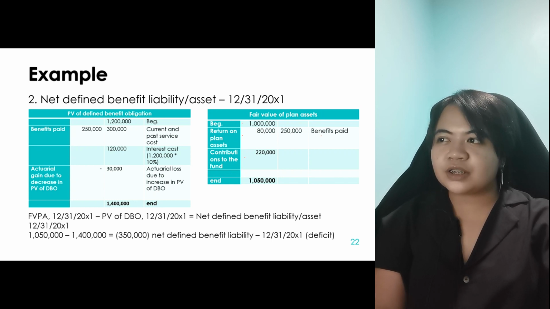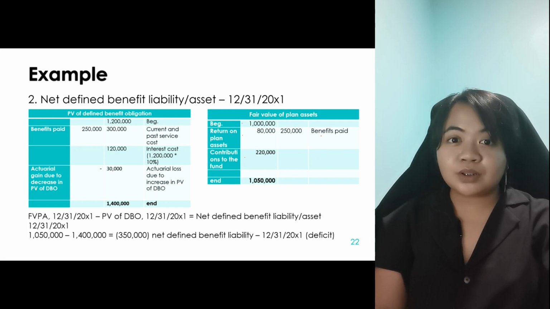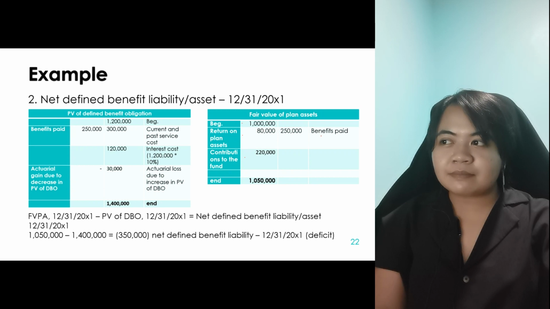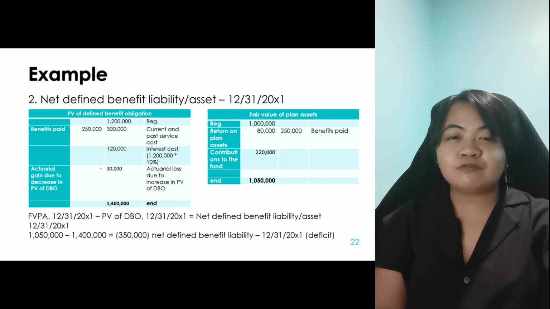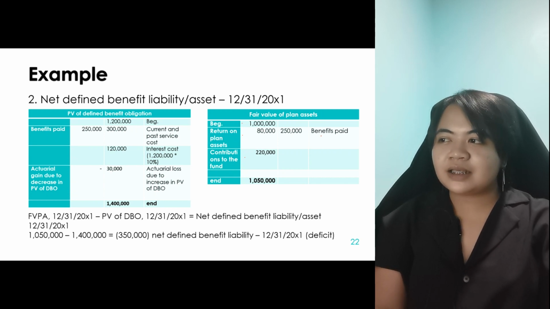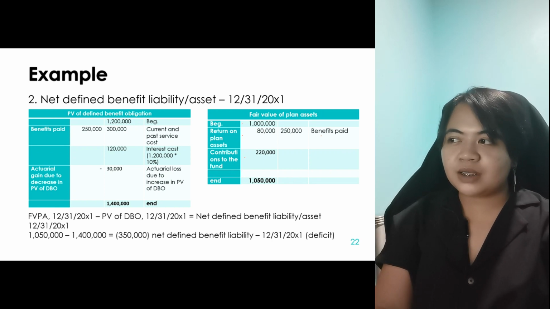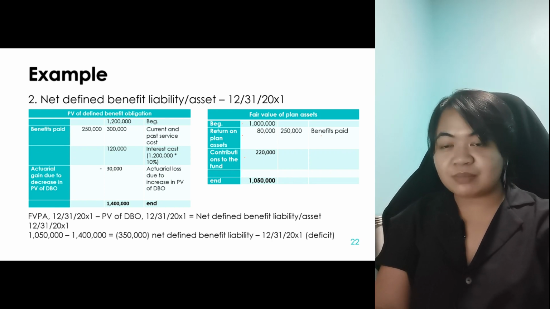Pasok, 300,000 current and past service cost. Pasok, interest cost na 120,000. Paano nakuha? That's PVDBO times 10%. That's this 10 discount rate. Okay, and then actuarial loss, 30,000. Okay, sa other side, you have 250. Again, foot, cross foot, you'll get ending balance of 1.4 million. Wala kang actuarial gain. Actuarial loss meron.